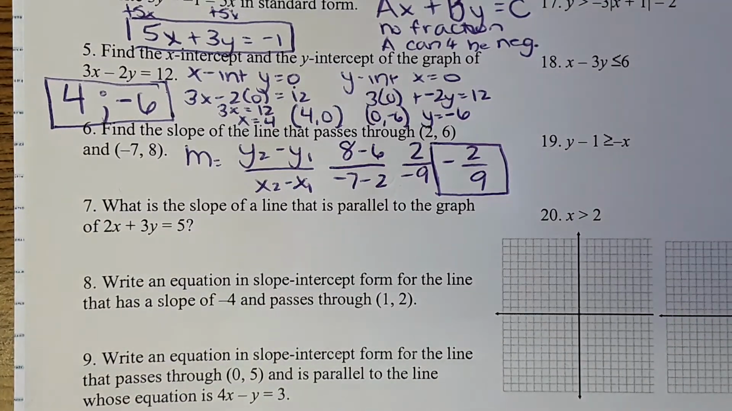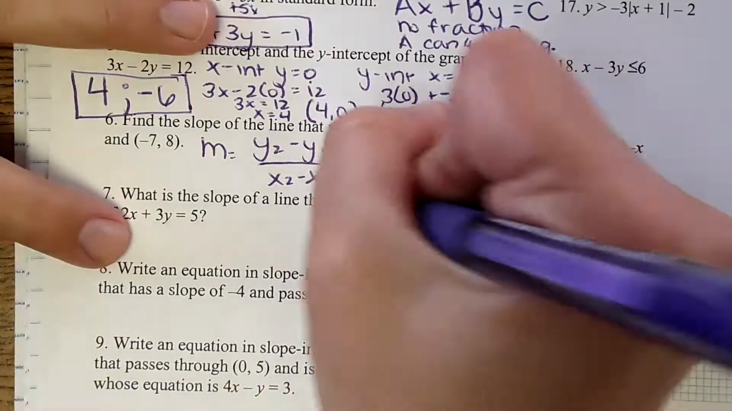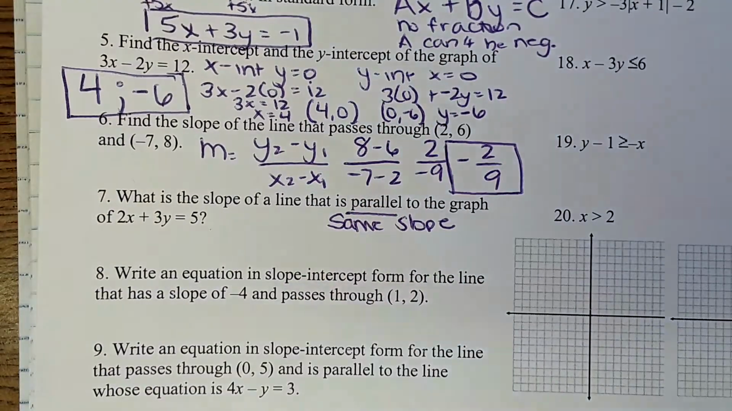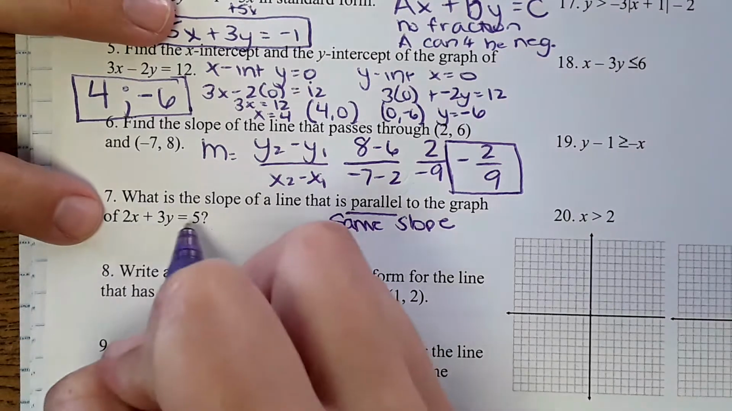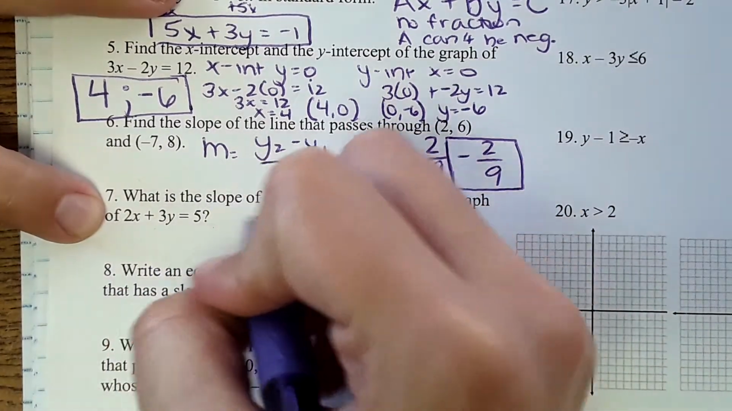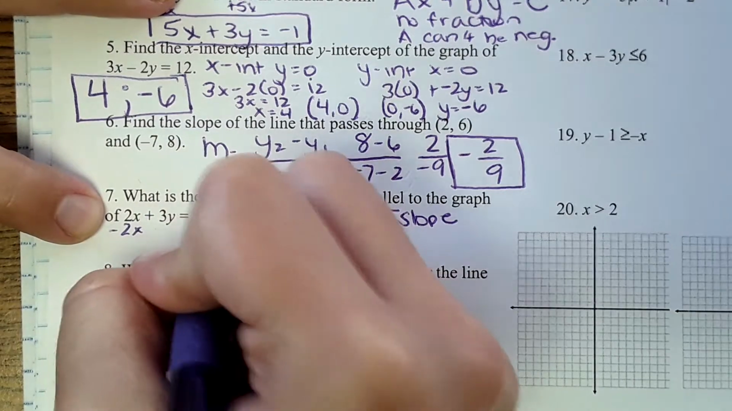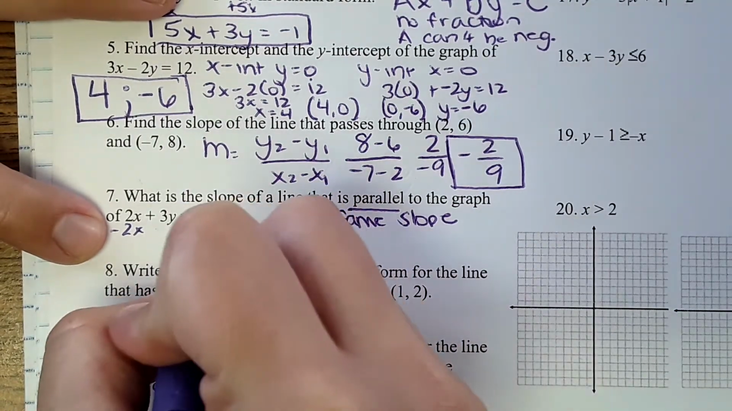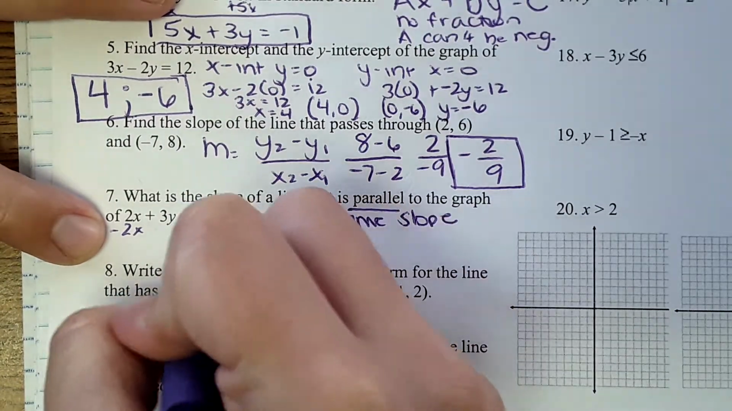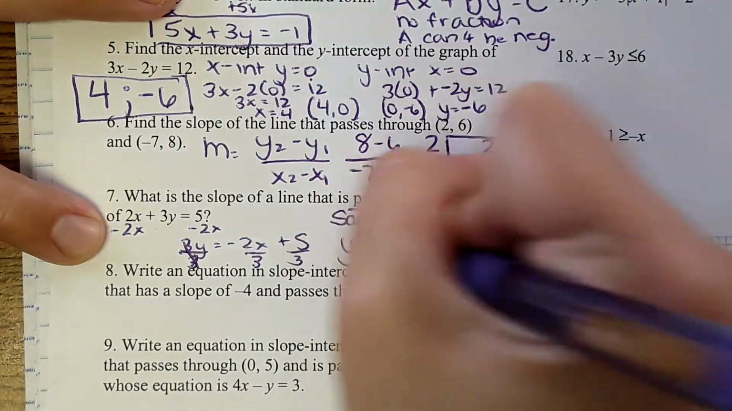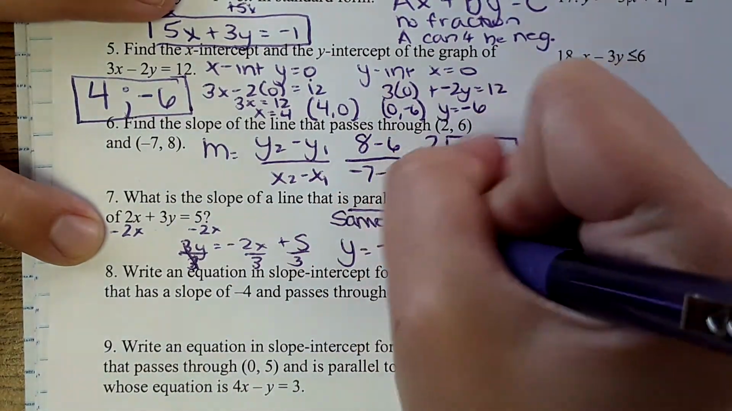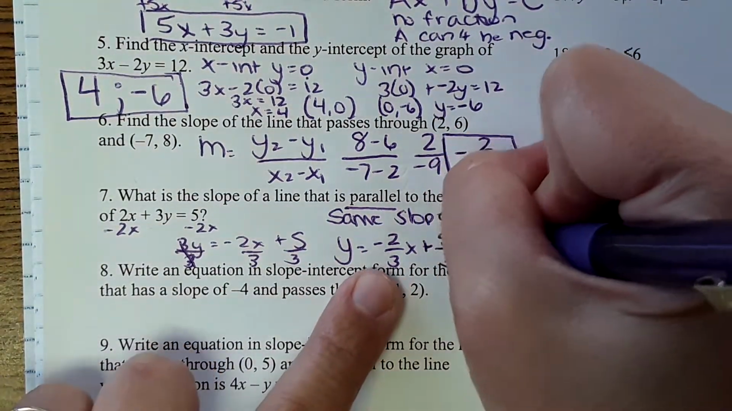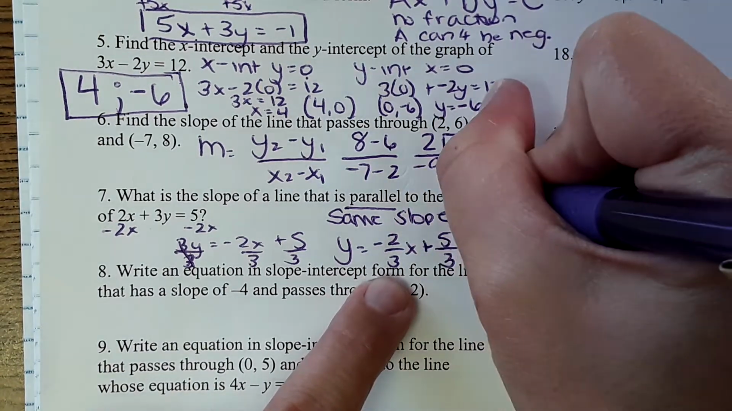Anyways, number 7, what is the slope of a line that is parallel to the graph? Parallel lines would have the same slope. So if we find the slope of this line, then a line parallel to that would have that same slope. In order to see the slope easily, we need to have this in y equals mx plus b format. So I'm going to rearrange it. 3y equals -2x plus 5. Then to get the y by itself, divide by 3. And y equals -2/3 x plus 5/3. And what is the slope? It is -2/3. So a line parallel to this one would have a slope of -2/3.